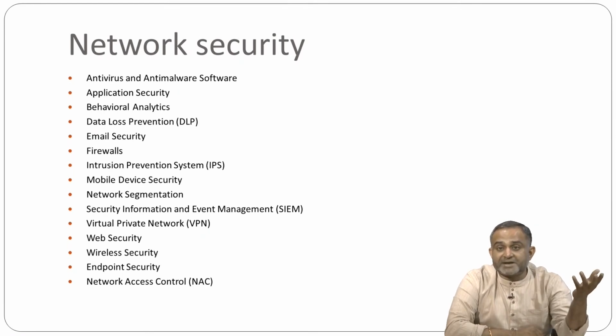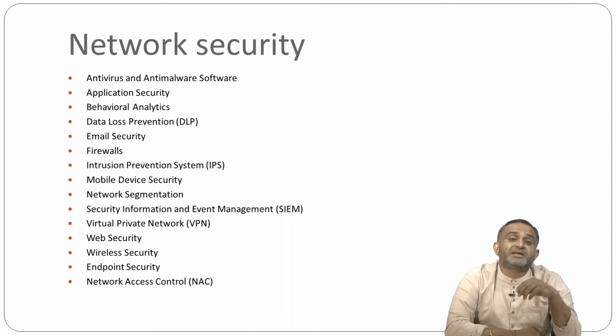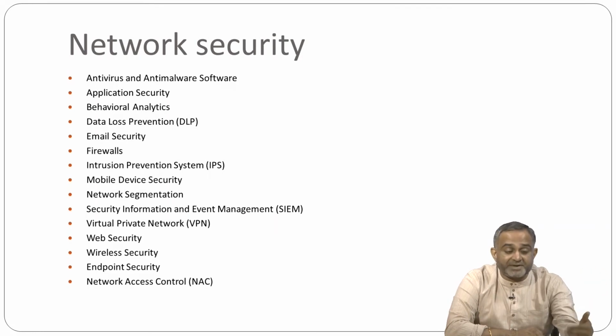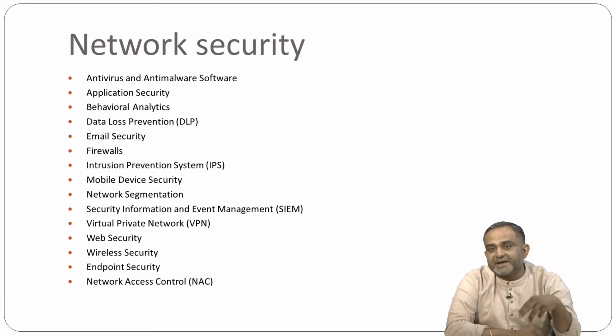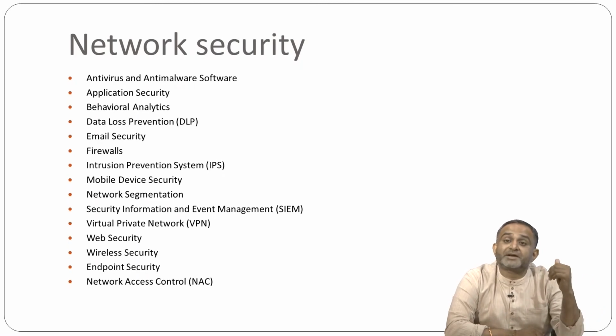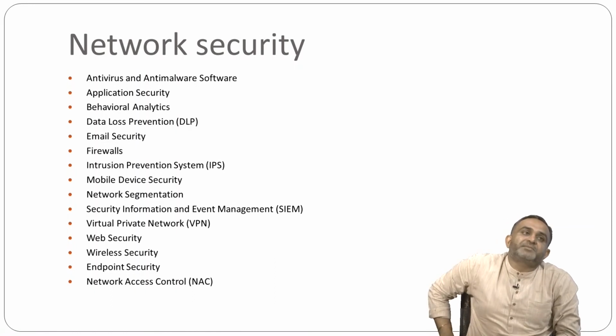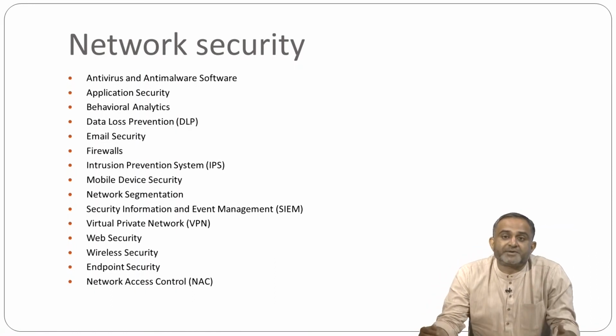Then after, DLP tools, data loss prevention tools, and email security, because they provide security from spammers and phishing attacks. Then firewalls are the mechanism installed at the entry point of the network, and they monitor each and every inbound as well as outbound traffic. Then intrusion prevention system, that means network intrusion prevention system. Possible intrusions can be prevented in the network by using the intrusion prevention system.